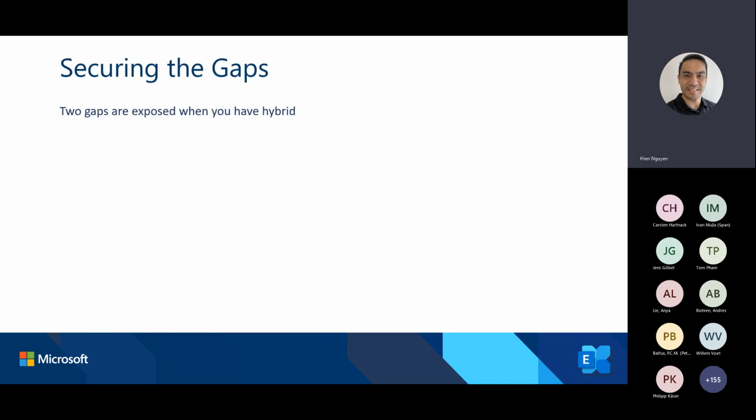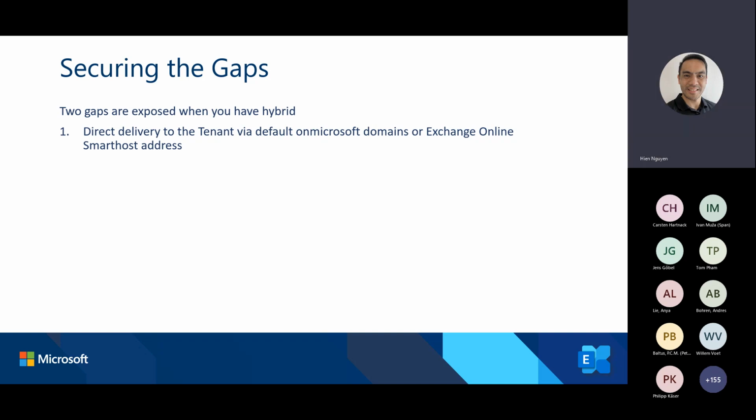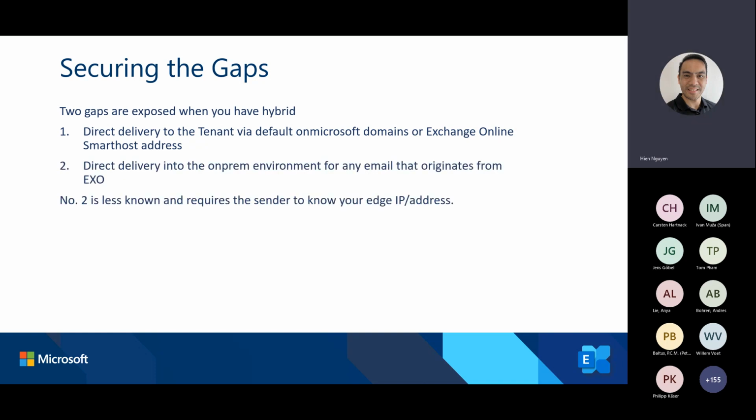So securing the gaps. Two gaps are exposed when you have hybrid. One is the direct delivery to the tenant by the onmicrosoft domains or the Exchange Online smart host address. And then two, direct delivery into the on-prem environment for any email that originates from XO. It's less known than the first one, because it requires a sender to know your edge IP address, but that's not terribly hard to do. You can just query the DNS address of a domain. And generally a lot of organizations would use O365 SMTP, for example, as a DNS address.